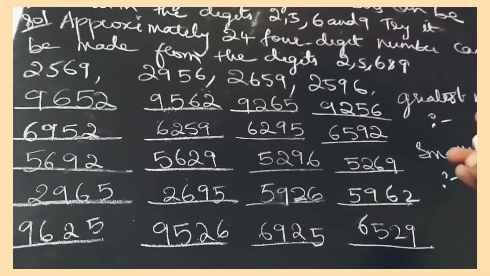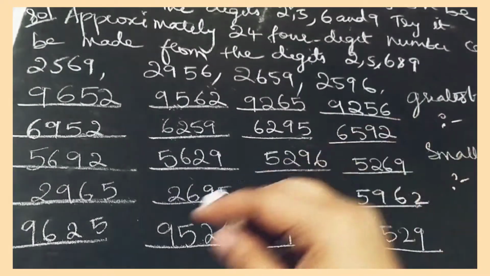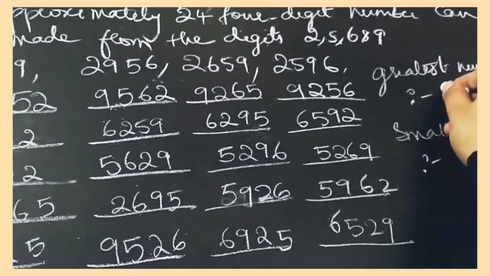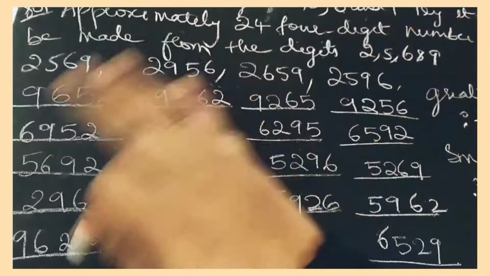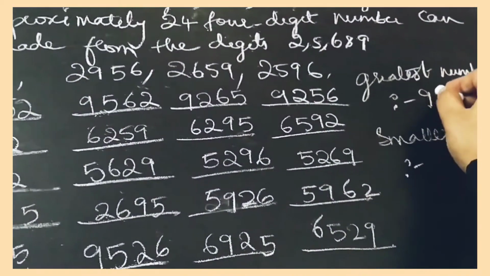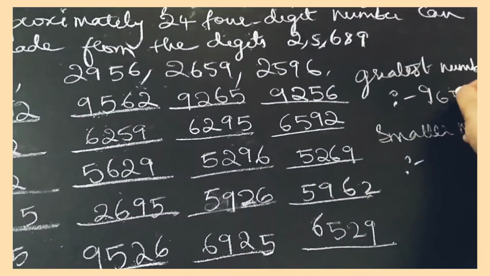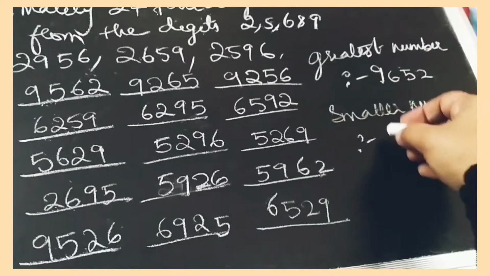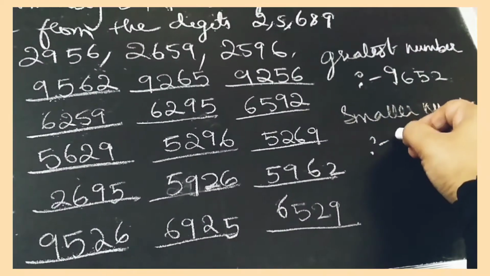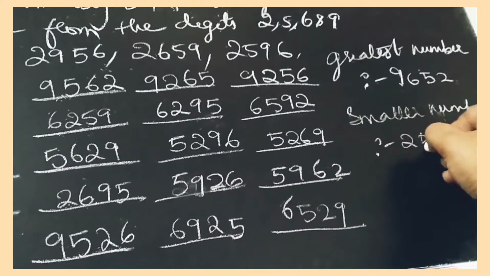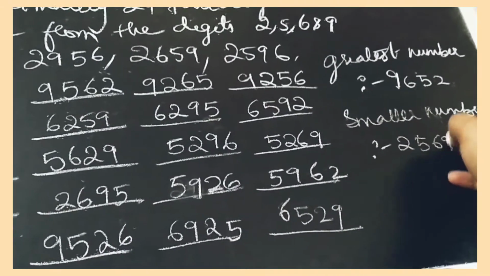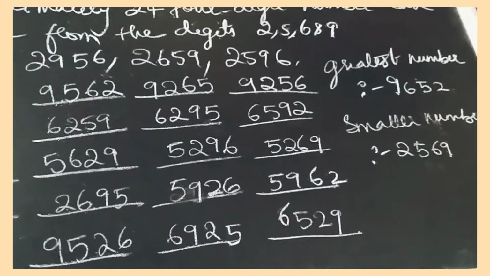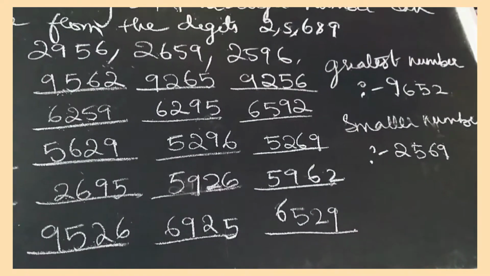Now we will write the greatest number. Which is the greatest number here? First greatest number is 9. Okay, 9 is the first greatest number. Then second one is 6. Then the third one is 5. Then last one is 2. Okay, similarly the smallest number means 2 5 6 9. Okay, this is the smallest number among these all.